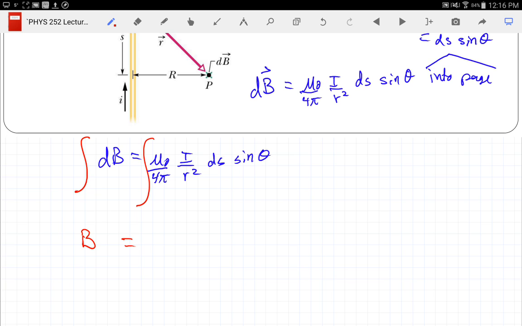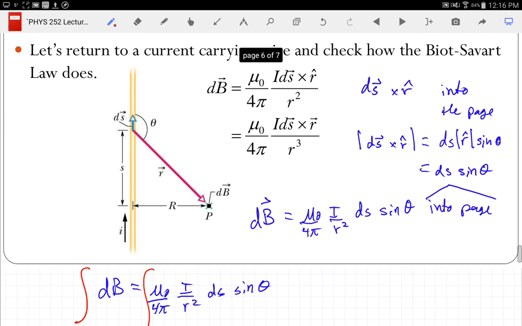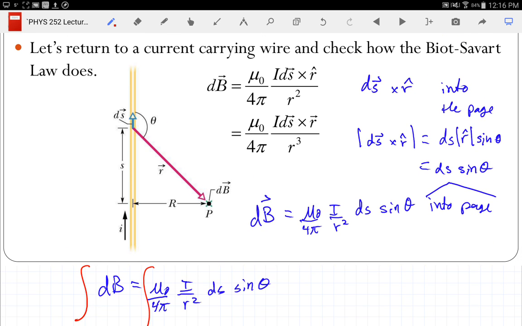Actually, I have three variables. R is a variable, theta is a variable, and s is a variable. s is telling me my vertical position. Theta is related to the vertical position, but that's the angle between ds and r hat. And of course, r is the distance from ds to P. So what must I do?